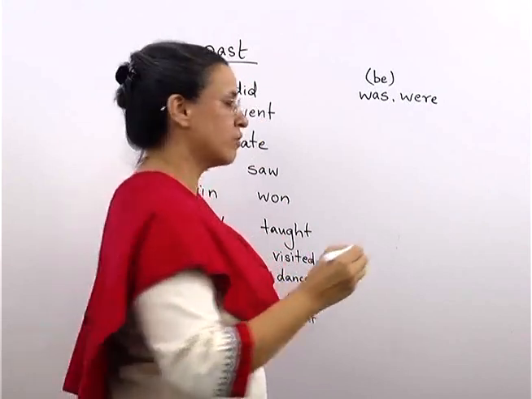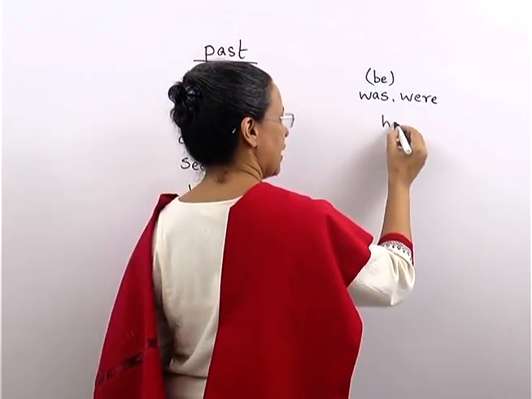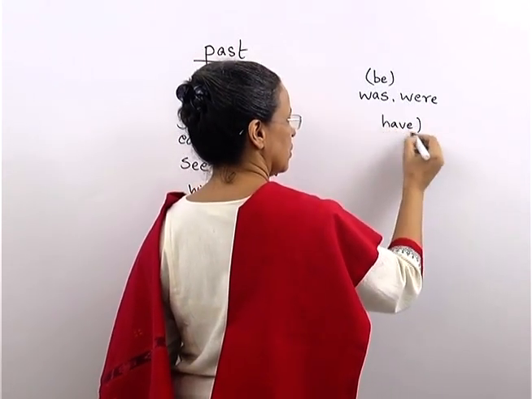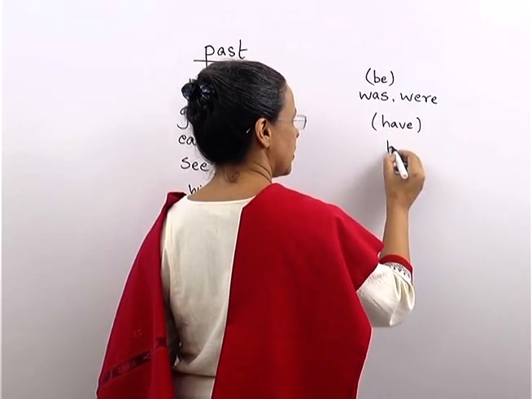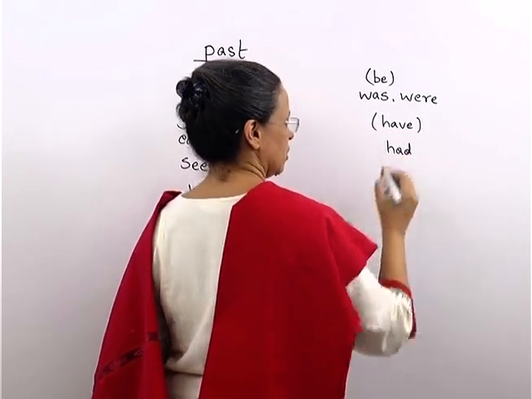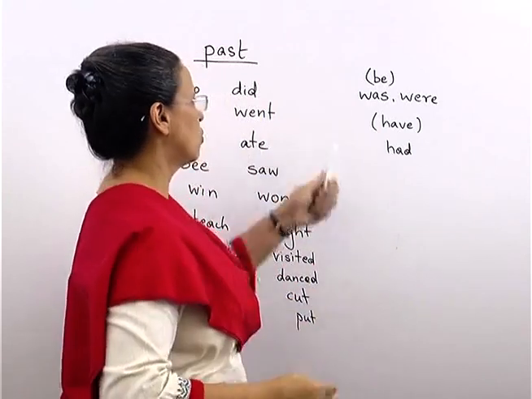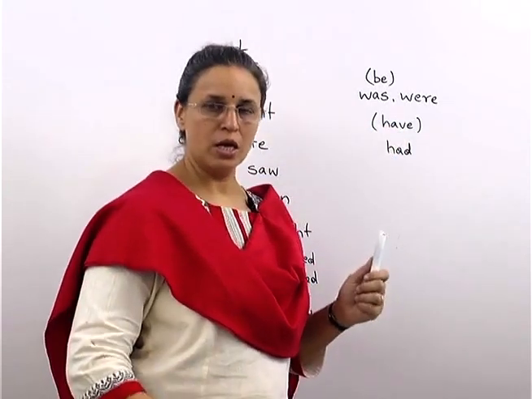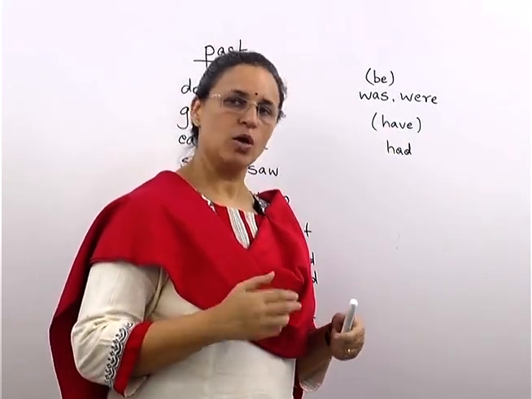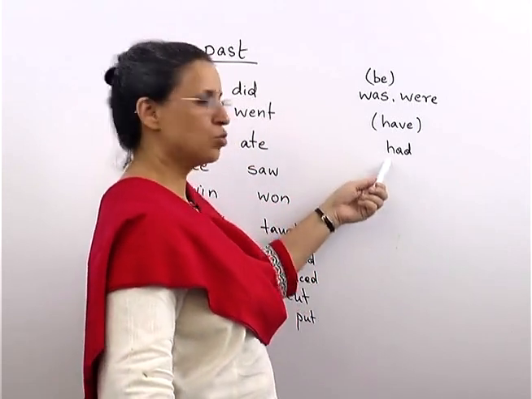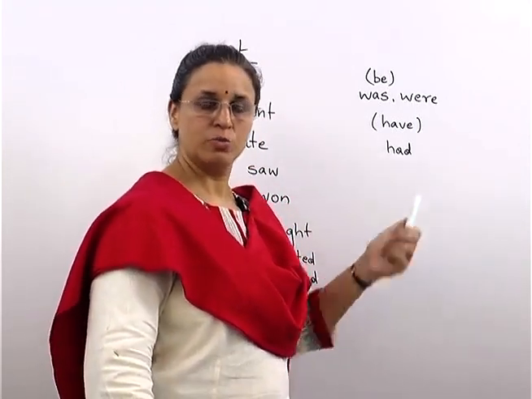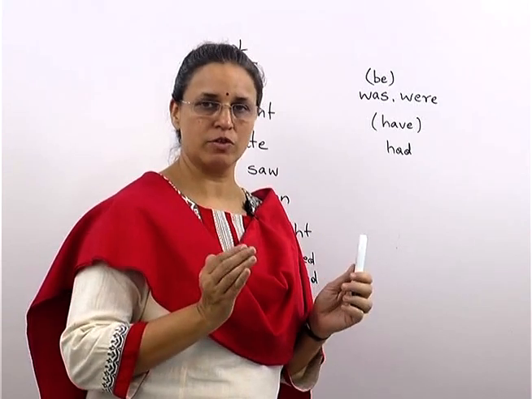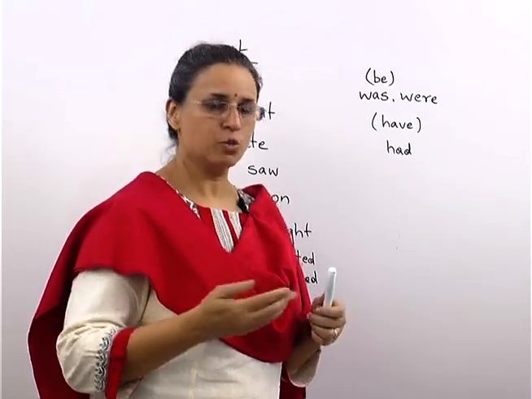Suppose they have given you in brackets the verb have, so the past tense will be had. Now here you have to be careful for was and were. We were, but I was. But had is used for all. So you must know that when they give the verb in brackets, you have to make it into past.